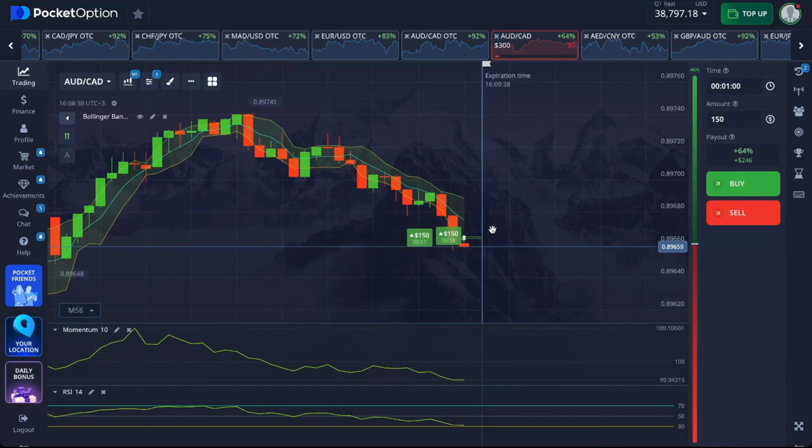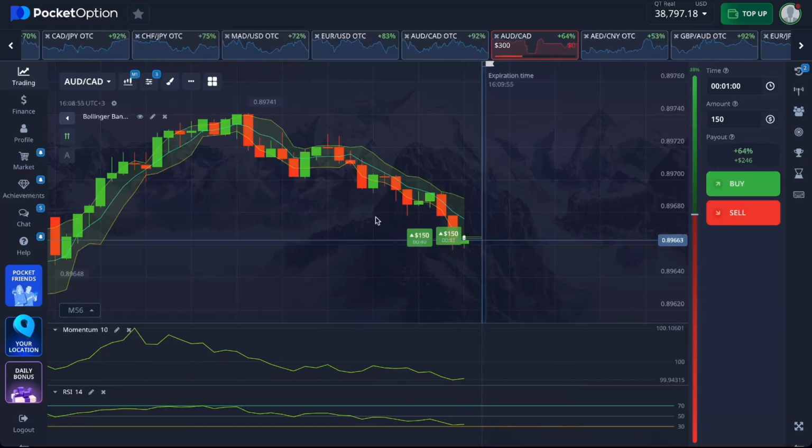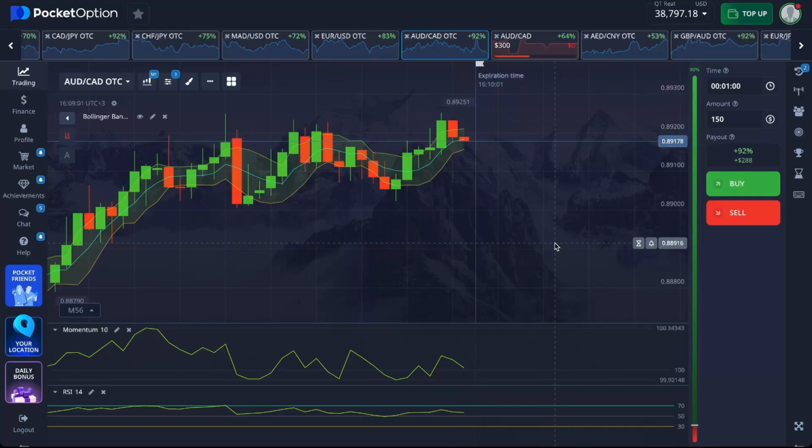Everything is pretty obvious here. I think it's becoming clear to you now. The red candles are falling to the lower Bollinger Band. The momentum is heading toward the 100 zone, to the lower boundary. And the RSI also shows the instrument is oversold. That's why we entered the long position. 2 positions of $150 each. Let's look at other situations.